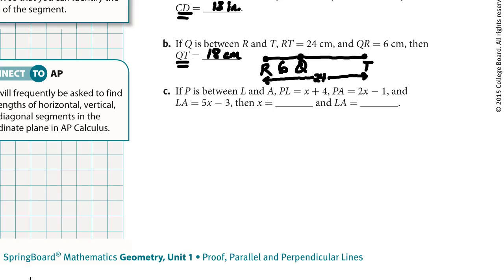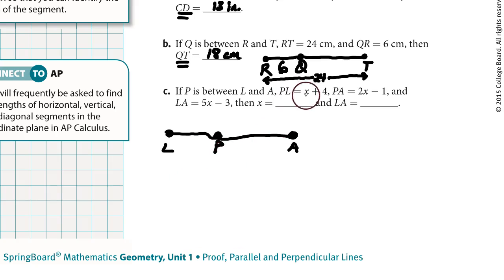Question C is very similar, but it's going to have some algebra expressions. P is between L and A. Let's draw that. Drawing a quick sketch helps us get the letters in the right order. So we have L and A. P is between them, so somewhere in between them, locate point P. Sorry about the little dip right there.